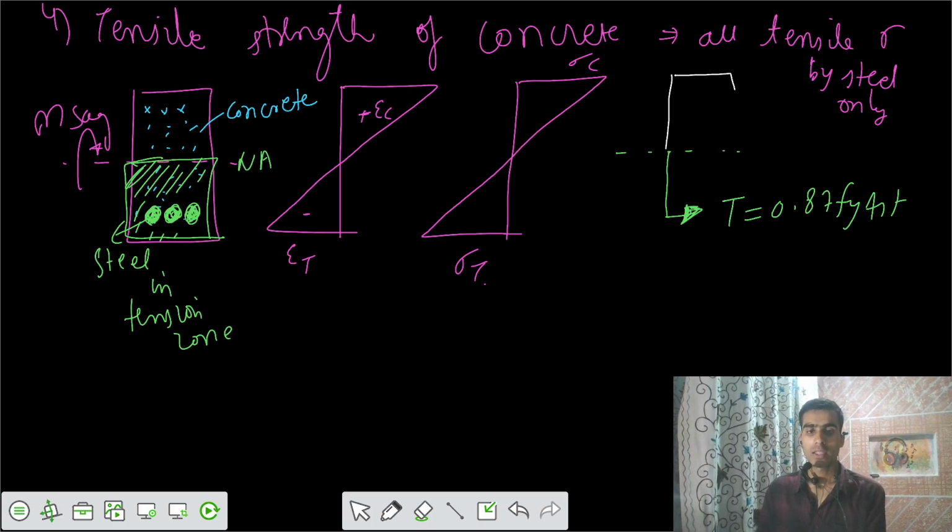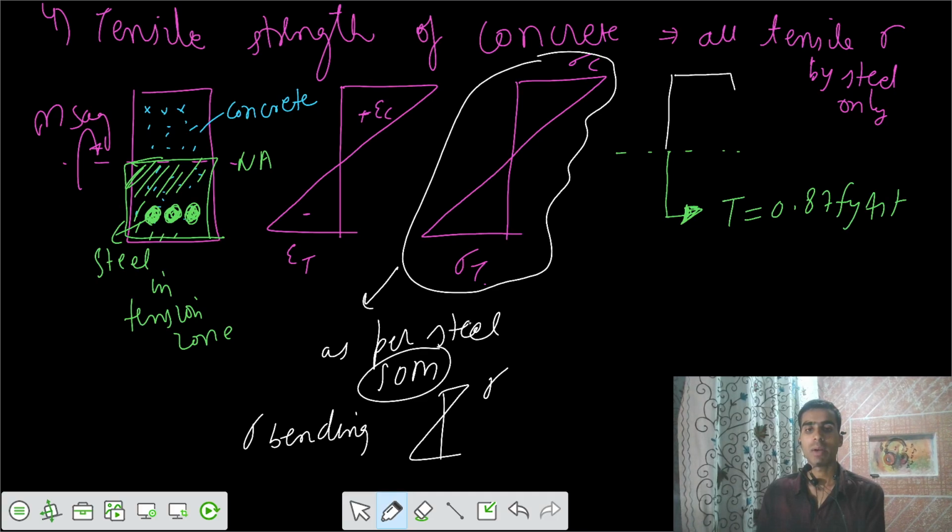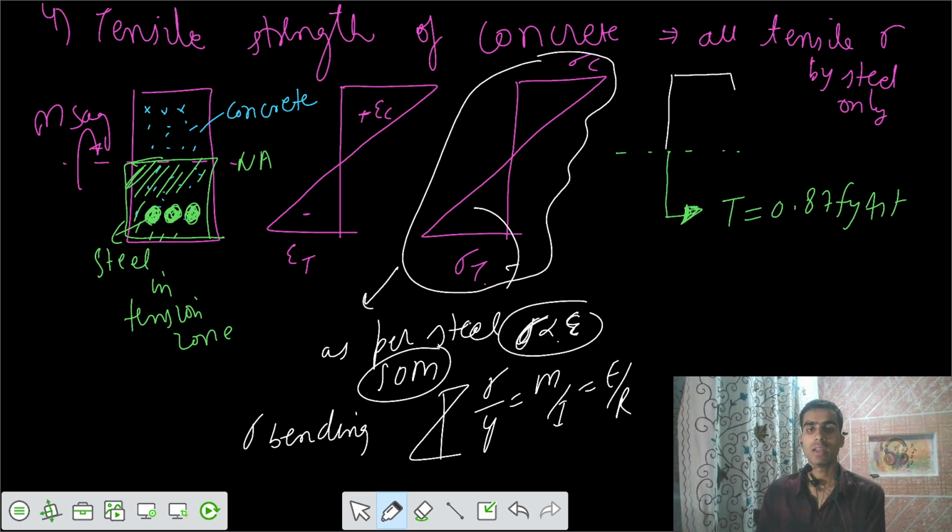Now if you see this one, this is actually as per steel. If you talk about strength of materials, we say that there are some bending stresses, and the variation is such that sigma by y equals M by I equals E by R, and we know that stress is proportional to strain, so we used that this was your variation of those stresses along the depth.